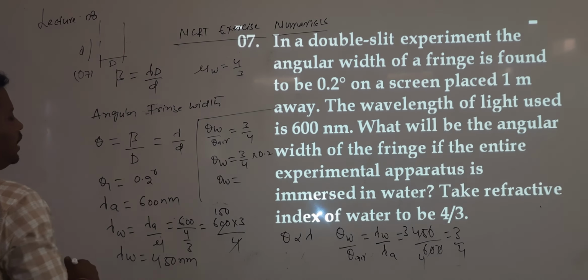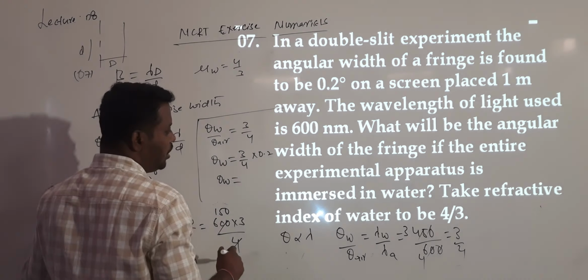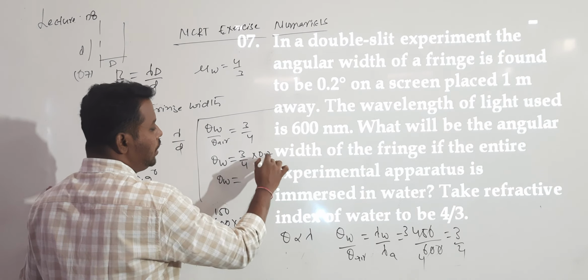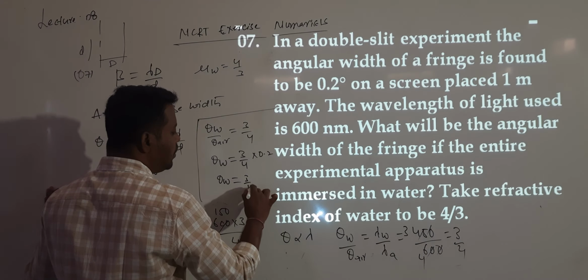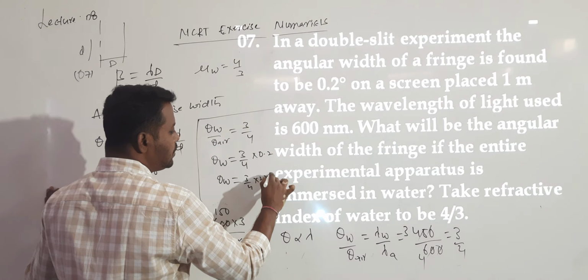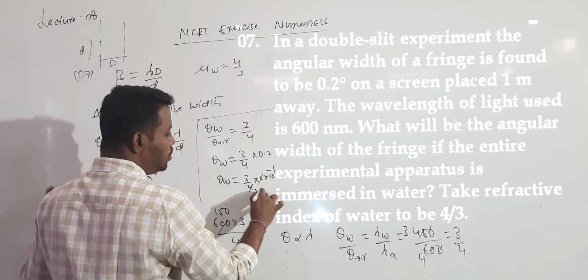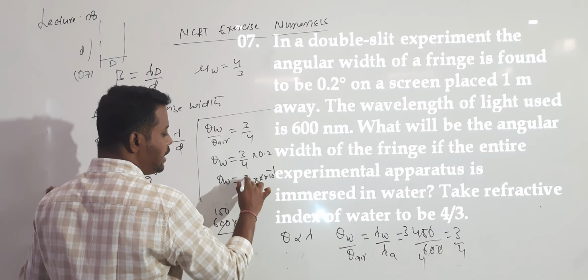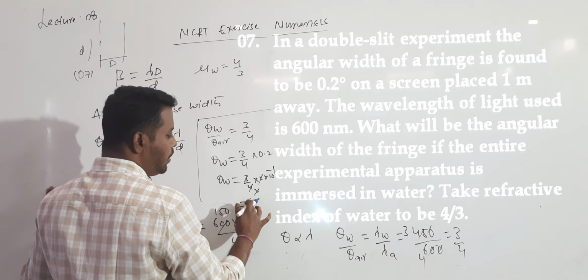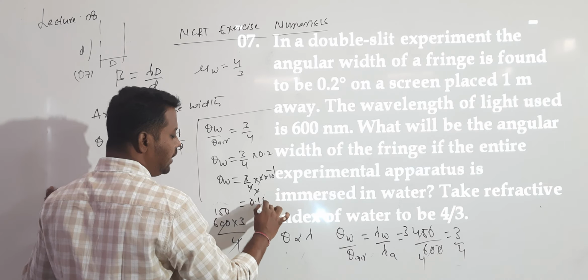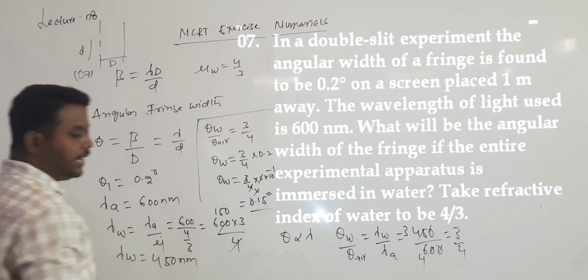So theta w value will become, how much will I get here? 0.2. So 0.2 means directly I will write 3 by 4 into 2 into 10 power minus 1. So 2 ones are 2, twos are... So I will get 3 ones are 3, 1.5s are 1.5 into 10 power minus 1, which is 0.15 degree. Are you getting, Ara?